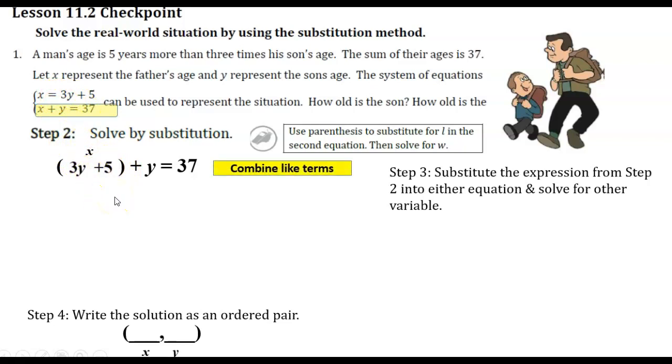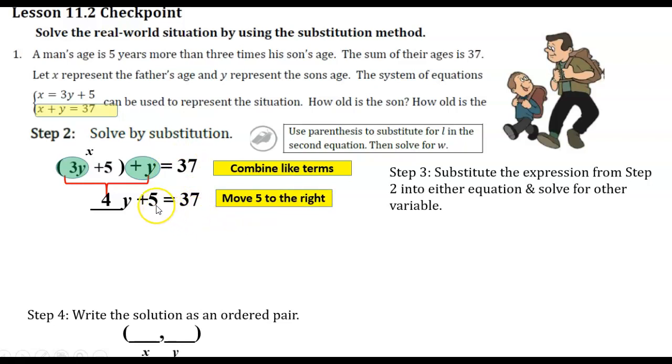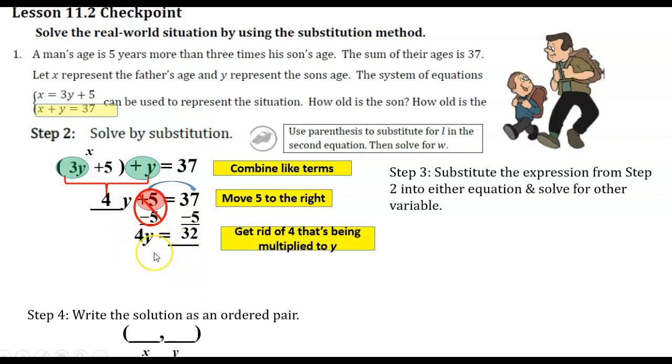All right, let's combine like terms. What would 3Y plus 1Y be? 4Y. All right, notice how I bring everything else down, that plus 5 still there, the equal sign, and 37. All right, let's move that 5 to the right. What's the opposite of a positive 5? Negative 5. That's going to cancel out, and we're left with 4Y equals, what would that be? 32. So that 4, it's being multiplied. What's the opposite of multiplying? Dividing. So we'll divide both sides by 4, and Y is equal to what? 8.